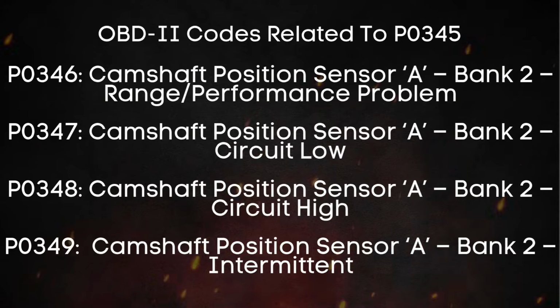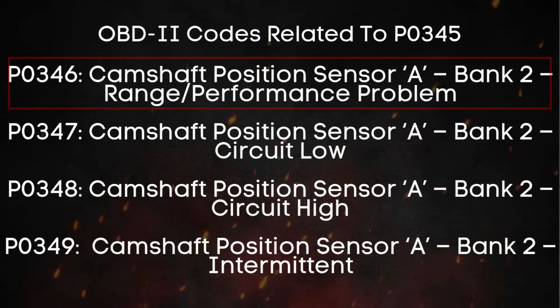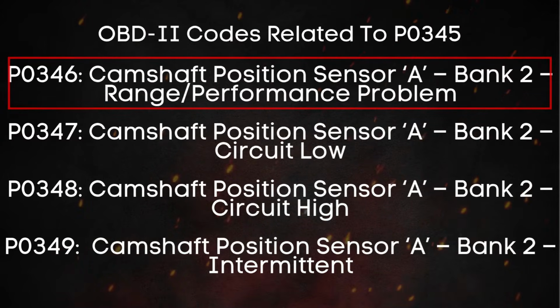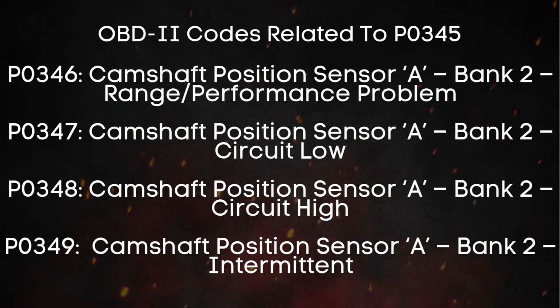Just like the P0345 code, you might also come across a few other trouble codes related to the camshaft position sensor. For example, one of the most common ones is P0346. That code stands for Intake Camshaft Position Sensor for Bank 2 has performance problem. In simple terms, it means that the signal from the intake camshaft sensor on Bank 2 is either out of range or not performing as expected. It could be due to incorrect timing, interference, or a weak signal.